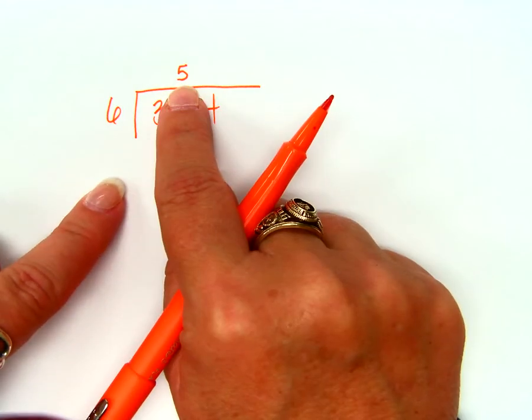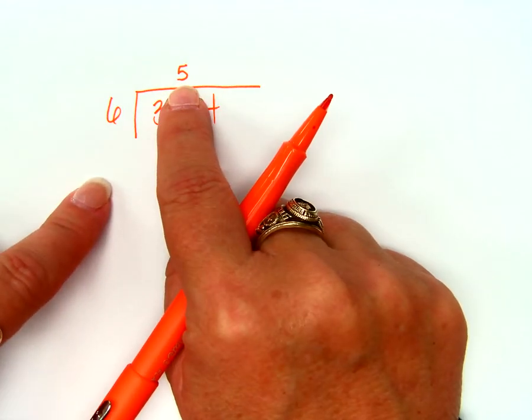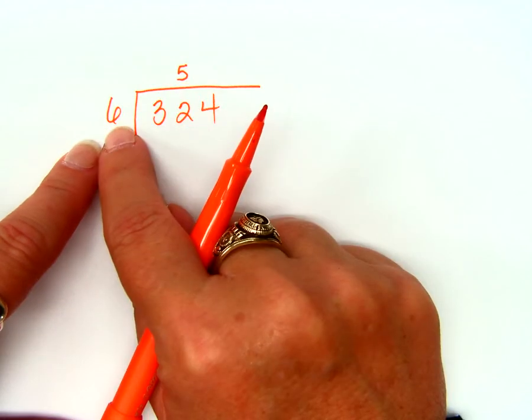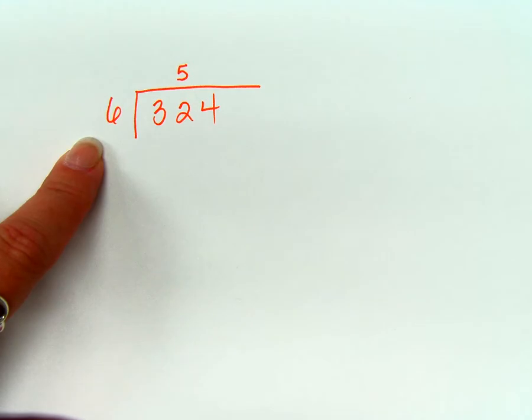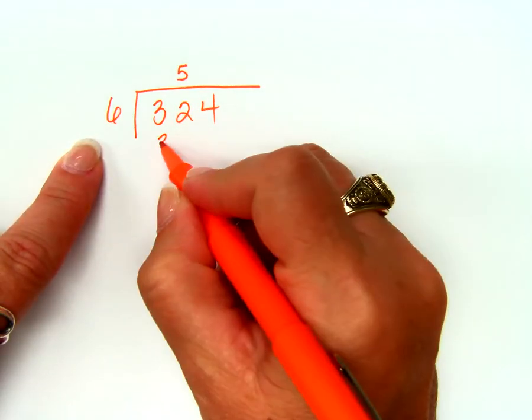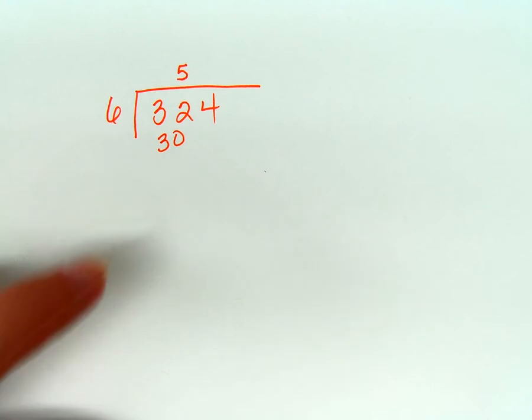Okay? So what do we do with the 5 now? Multiply it by what? 6. What is 5 times 6? 30. Now, that's good. We meant it to be 30, right? Okay? Where do I write the 30? Under the 32.